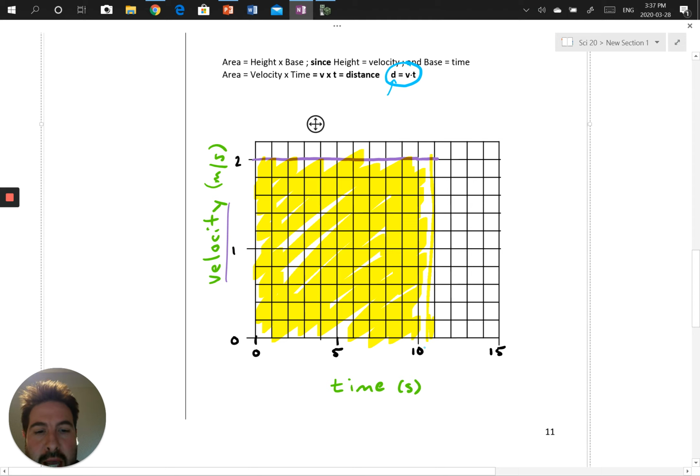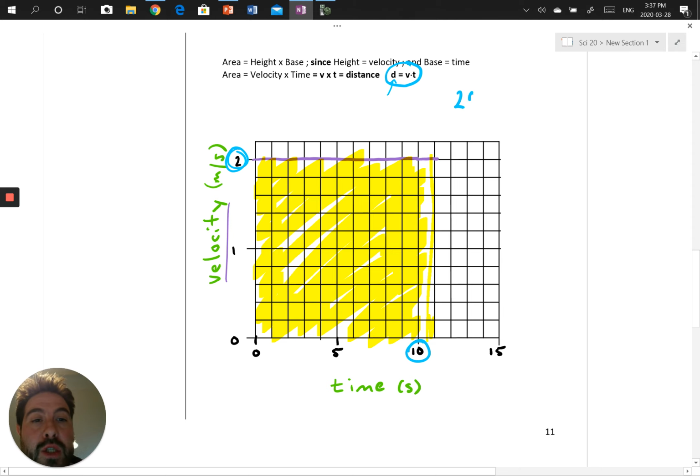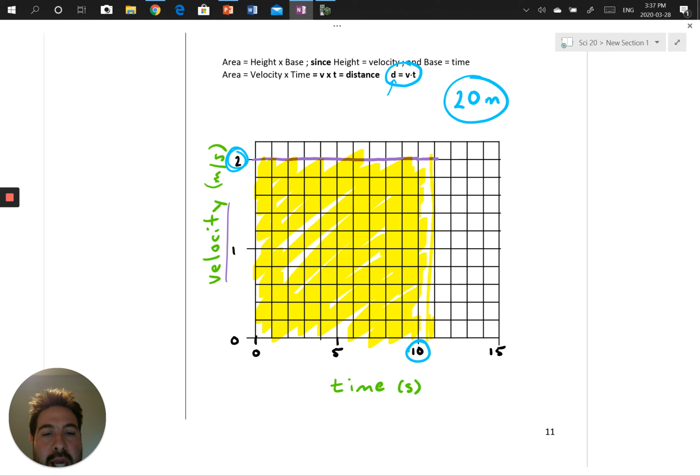So if I multiply 10 seconds times 2 meters per second, 10 times 2 is 20 meters. So the area under this graph will actually tell me my displacement. So I traveled for 2 meters per second for 10 seconds.